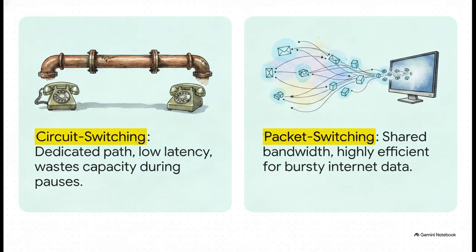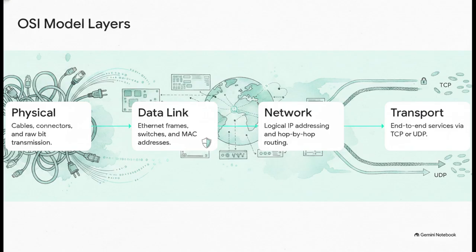The internet completely changed the game by bringing us packet switching. Instead of a dedicated path, your data is chopped into tiny packets, sent into a shared pool of bandwidth, and reassembled at the destination. It is vastly more efficient for modern data traffic. Now, to manage the immense complexity of these packet-switched networks, the industry adopted the OSI reference model. It's an indispensable framework for IT pros.